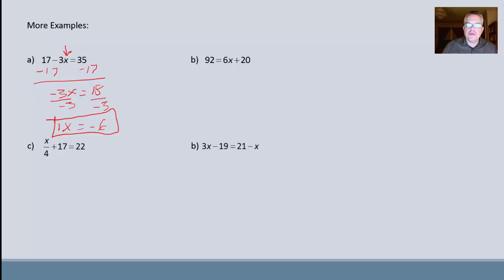All right, here, let's try this. Even though x is on the right side this time, let's focus on it. I don't want the 20, so we're going to subtract 20 from both sides. Draw the line and we'll get a new equation. 92 minus 20 is 72. On the right side, we have 6x.